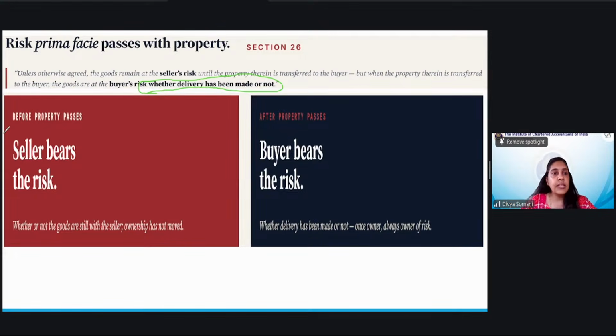Okay. So the next thing mentioned here is that this is the final rule. Before the property passes, before the title or ownership passes, the seller will bear the risk, whether or not the goods are with the seller, whether or not the delivery has been made. And after the property passes, the buyer will bear the risk, whether the delivery has been made or not. So once owner, he is always the owner of the risk. That is clearly mentioned here.